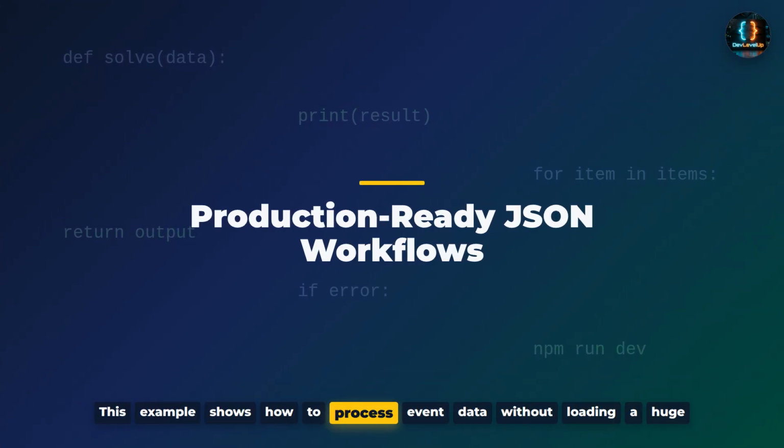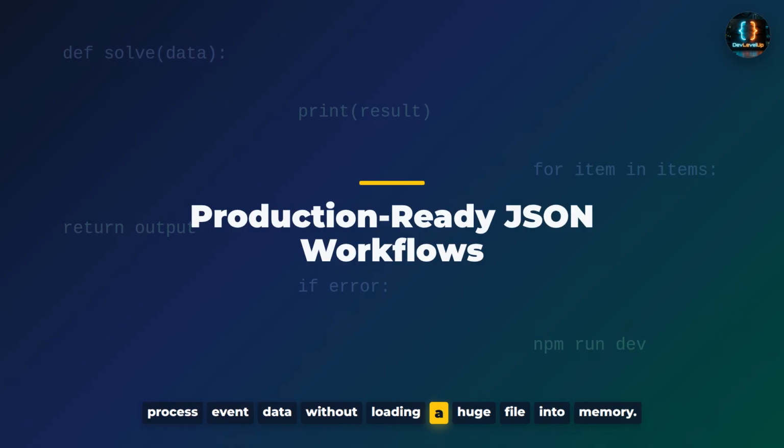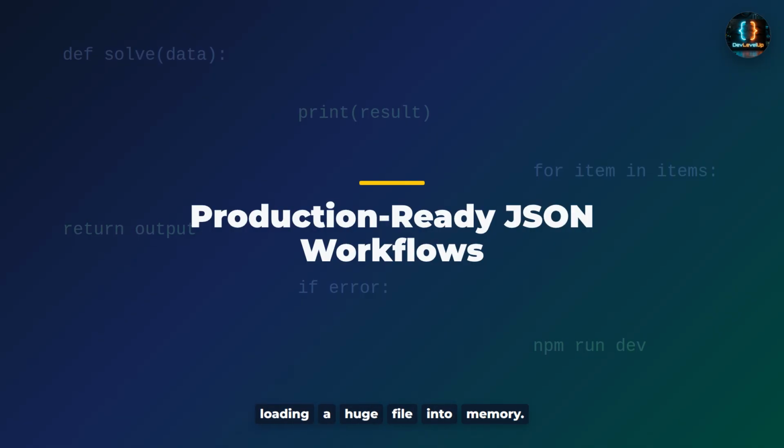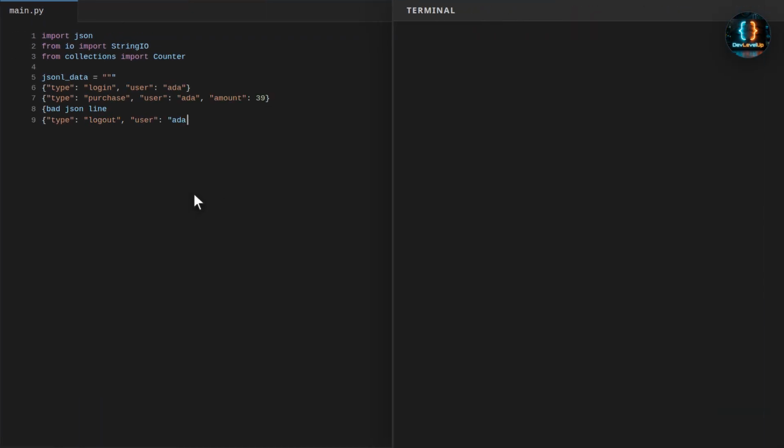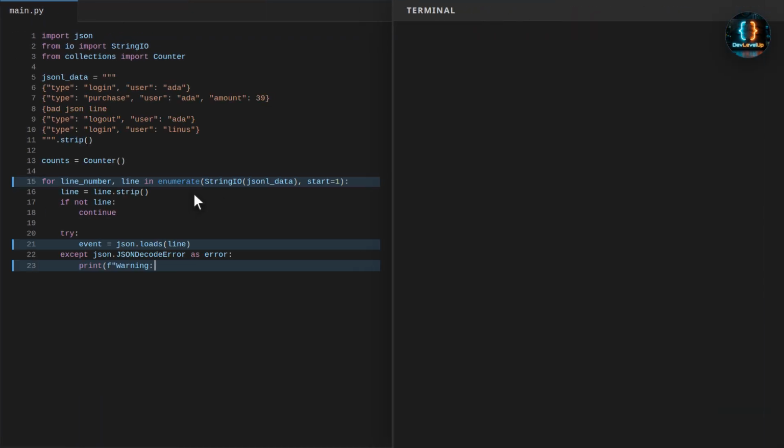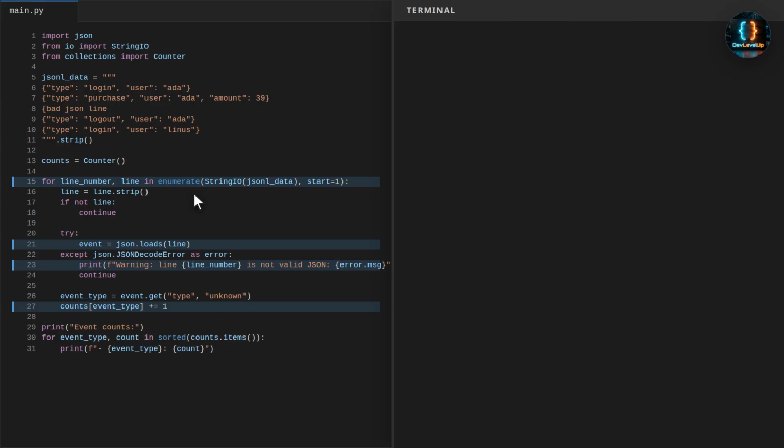This example shows how to process event data without loading a huge file into memory. Large event logs should not be loaded as one giant JSON array if we only need to process records one by one. Here we simulate a JSON lines file, loop through each line, parse it with json.loads, and count the event types. Notice that the try block is inside the loop, so now we run the script and a bad line only creates a warning instead of stopping the whole job.